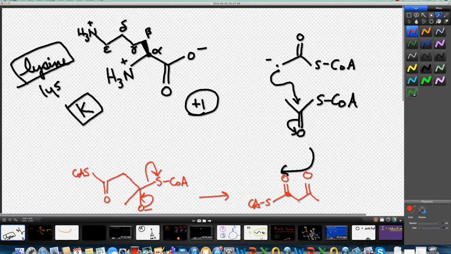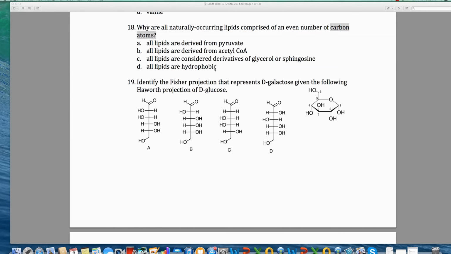So now we have 1, 2, 3, 4 carbons. So we'll always get an even number of carbons because all of the carbons in lipids and fatty acids are going to come from acetyl-CoA. So as we consider our answer choices, the best answer is going to be B.